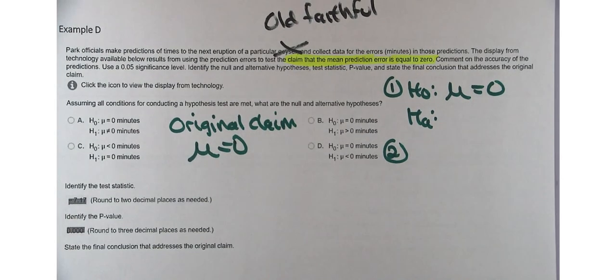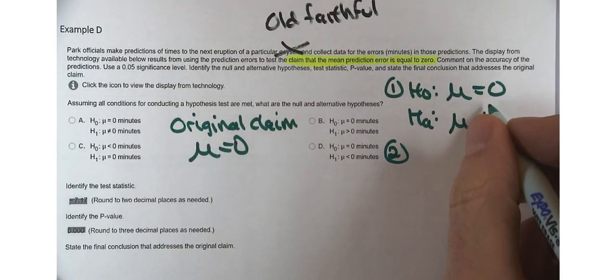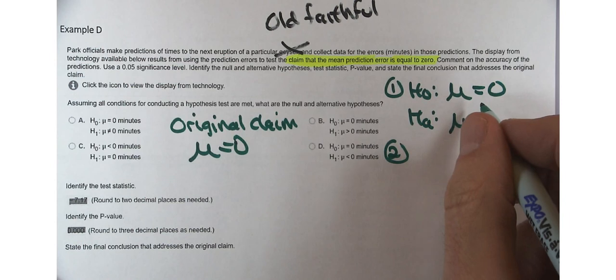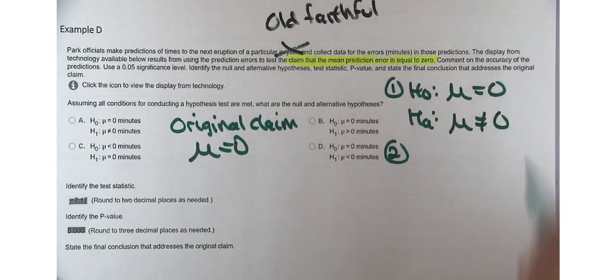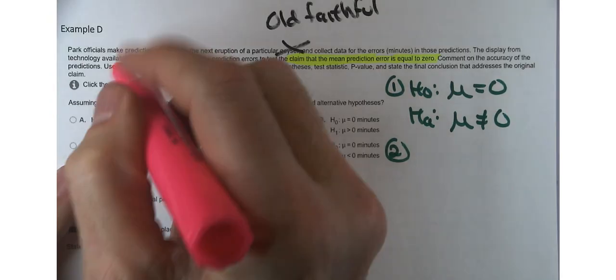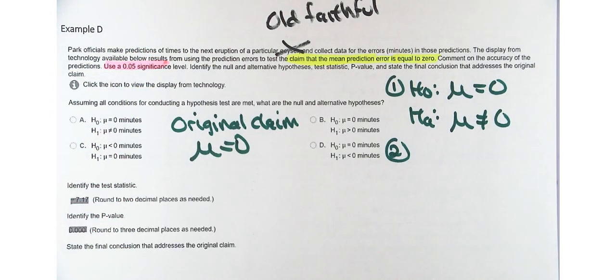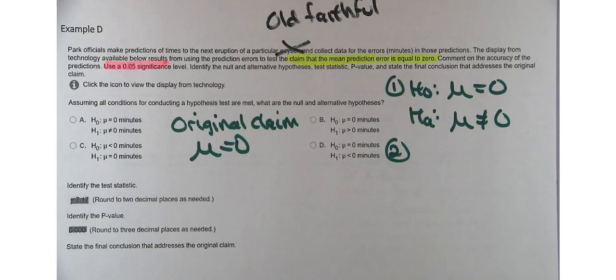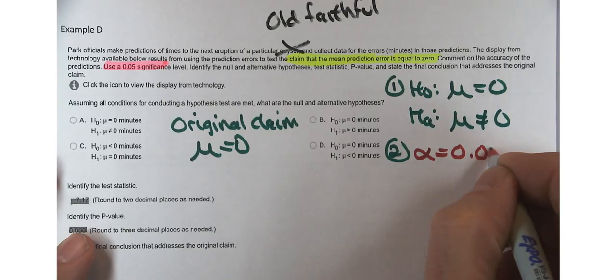All right. So we got mu equals 0. What would be the opposite of that? If mu equals 0, what's the flip side? Not equal to 0. All right. Now, as far as the significance level, that's given to us right here. Alpha is equal to 0.05.